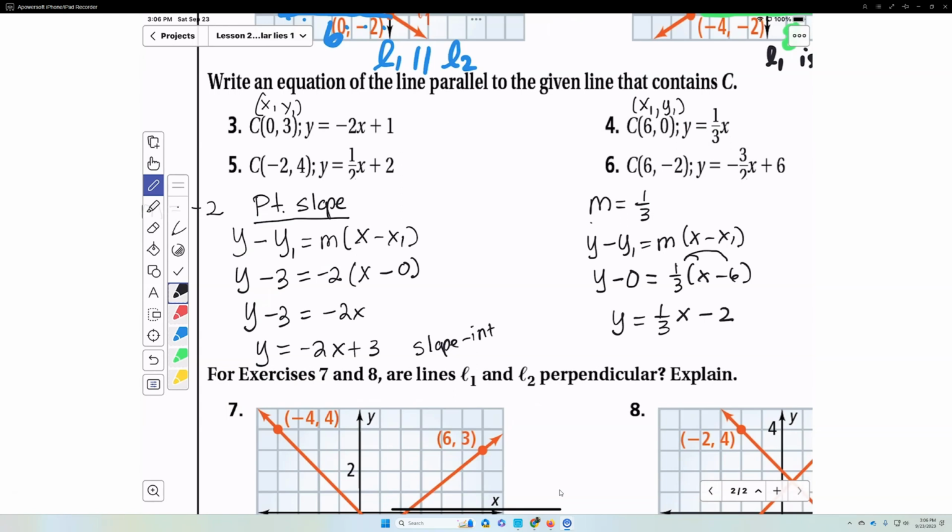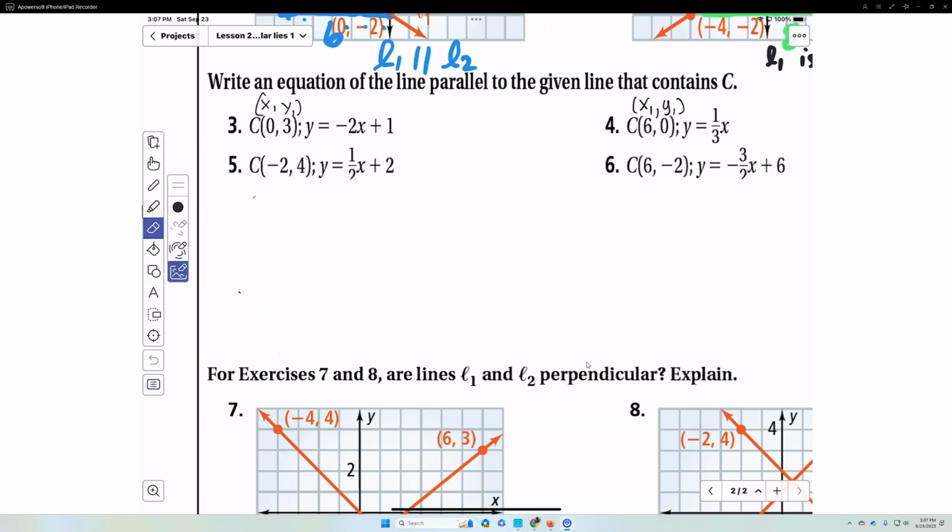Because they're parallel lines. And these two lines will be parallel to each other because they have the same slope. And this is also written in slope-intercept form. For this next part of the lesson, I'm still doing example 5 and 6, but I did take away the other examples, just so you're aware. We're still writing an equation that is parallel to this equation.